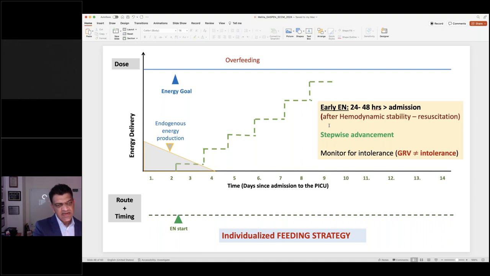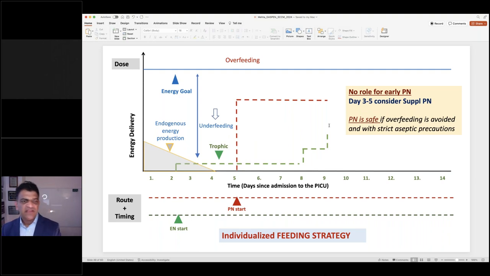Now, this is the ideal scenario, a classic stepwise, and by day six, day seven, I'm up to 2/3. I don't have to worry. All's good. Nutrition team can step away and go to the next patient. Things are going well. But this is not how it happens. What normally happens is, in the majority of patients, you either stay at nothing or at trophic. So imagine that's happening here in this patient.